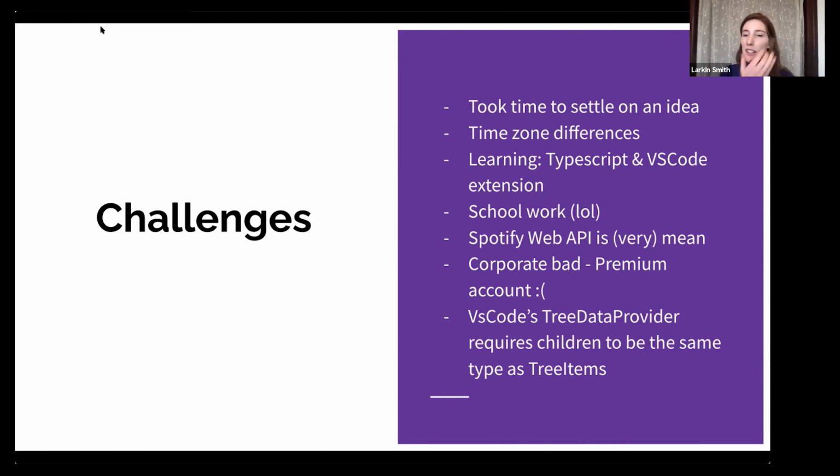My big challenge was getting playlists, albums, and artists to have their tracks display because the way that VS Code's tree data provider works is that it requires get children and get tree item all to return the same type. But obviously tracks are a different type than a playlist. So how I ended up solving that problem was creating a class that was able to have children if it was a playlist or an album, and have different fields depending on if it was a playlist or if it was a track.